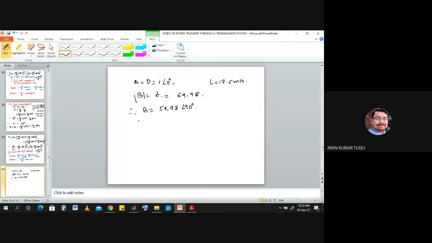What would be the value of C? Why are you all quiet? What will be the value of C? It would be 0 because we are considering a short transmission line.